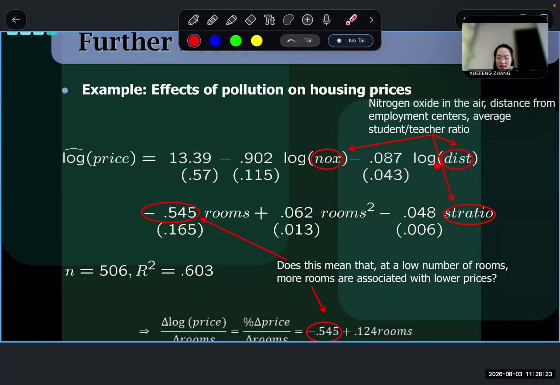NOx and dist are logged, right? So their coefficients are elasticities. Simple and easy, which means a 1% increase in air pollution is associated with about a 0.902% decrease in price. Why decrease? Because the coefficient is negative. Okay, so let's see the rooms. Rooms is in quadratic. We have rooms and rooms squared. Same idea as the wage experience example.